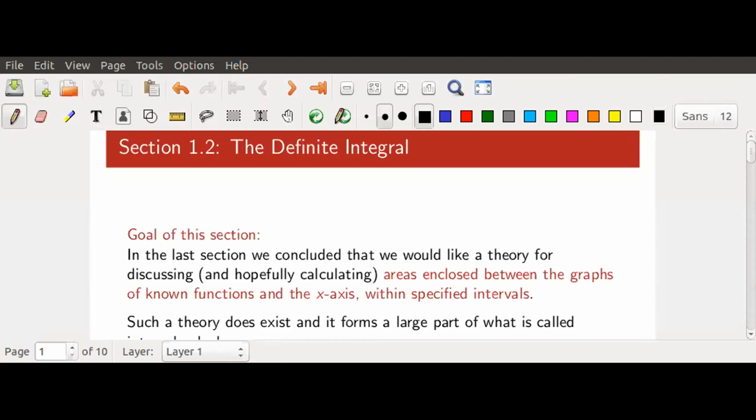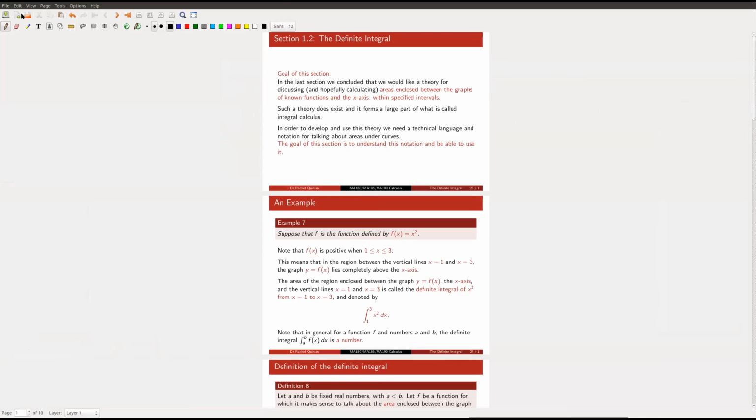Okay, so if you can't see a set of slides that starts with section 1.2, the definite integral, please complain loudly.